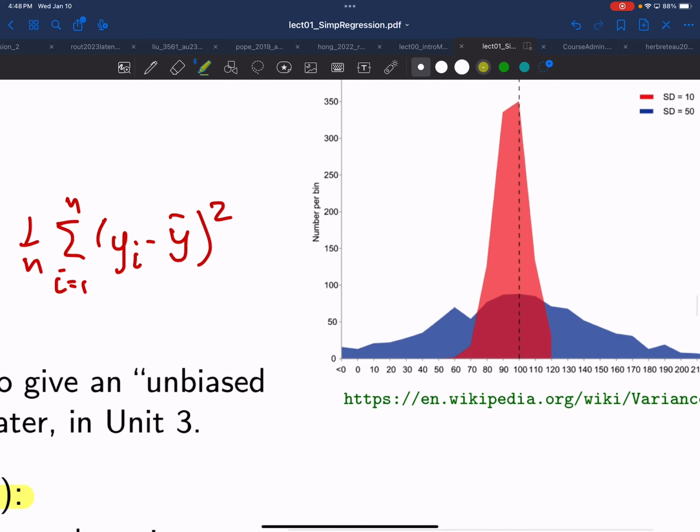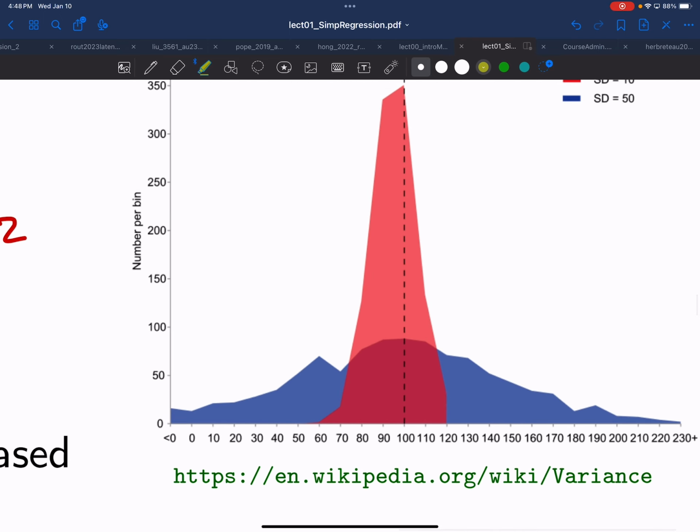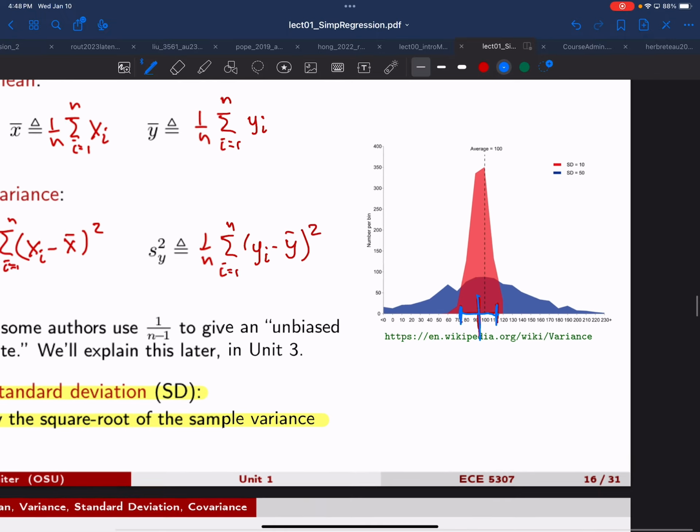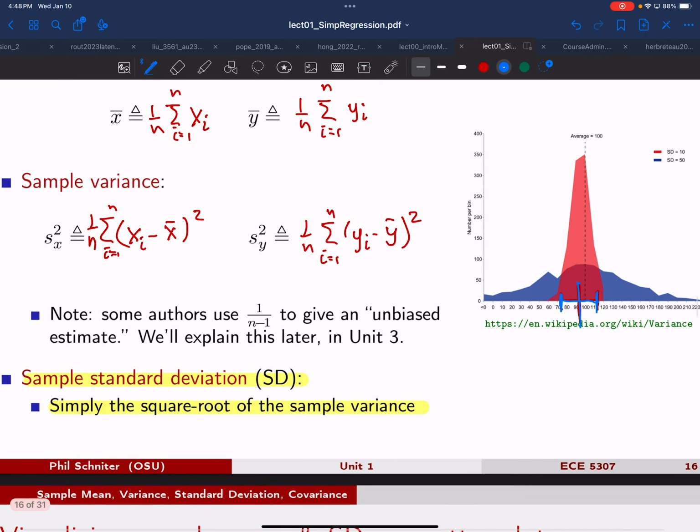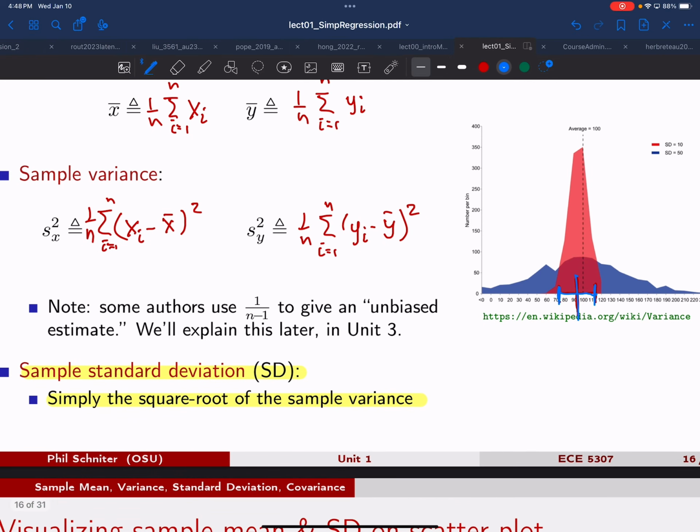So now, the sample standard deviation is directly proportional to the difference between the center of the data and how much it spreads around that center. In this notation, it would be like Sx or Sy, because we're just removing this square term.